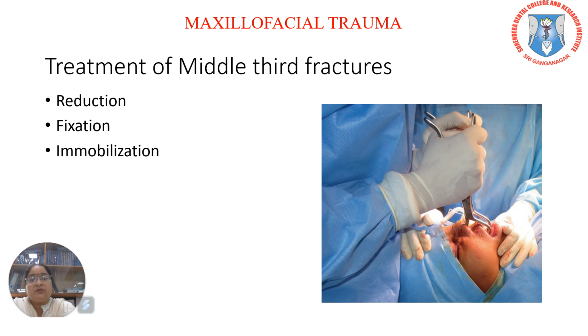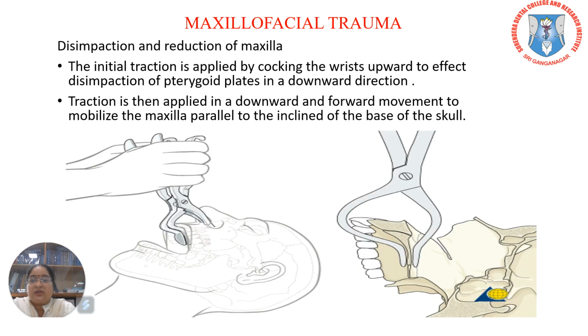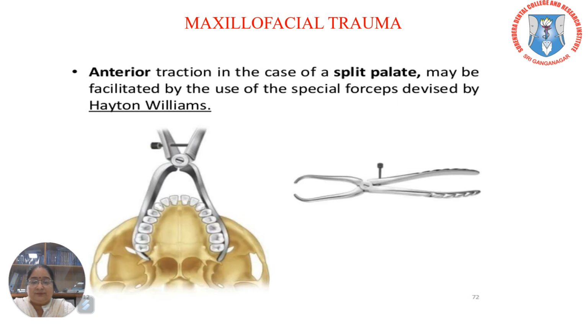What are the various treatment options for the midface fractures? The basic treatment for all fractures is reduction, fixation, and immobilization. In this picture, we can easily predict the Le Fort 1 fracture. There is down fracturing of the maxilla, so we are reducing it with the Rowe disimpaction forceps. Disimpaction reduction of the maxilla: initial traction is applied by cocking the wrist upward to effect disimpaction of the pterygoid plates in a downward direction. Traction is then applied in a downward and forward movement to mobilize the maxilla parallel to the incline of the base of the skull.